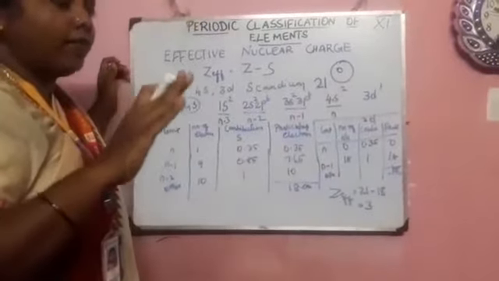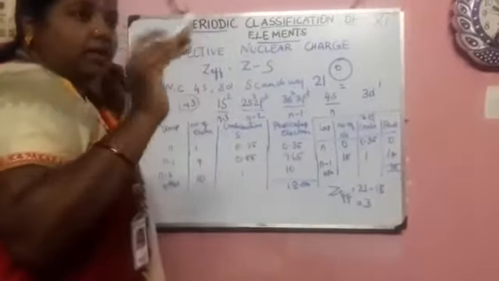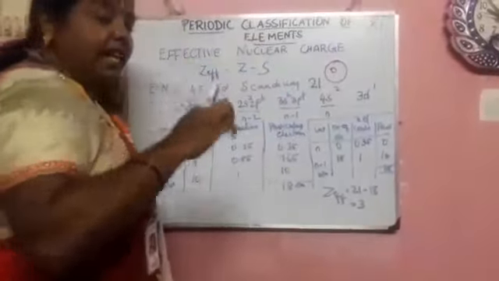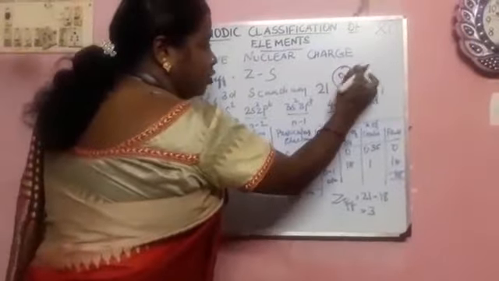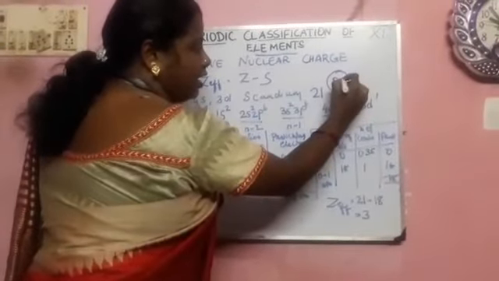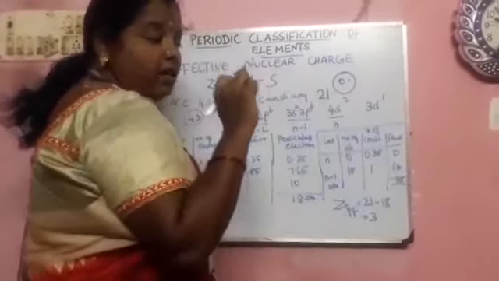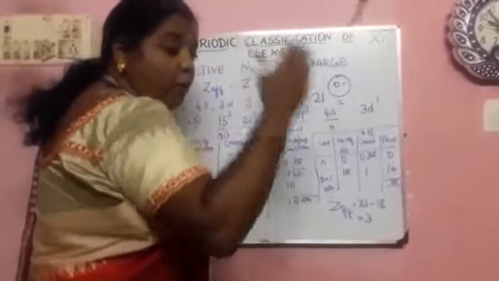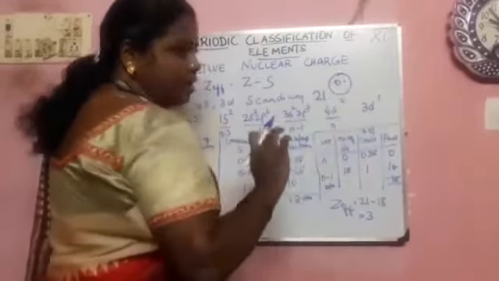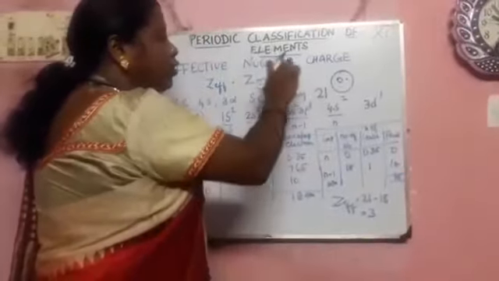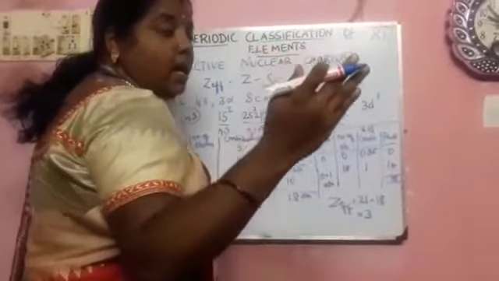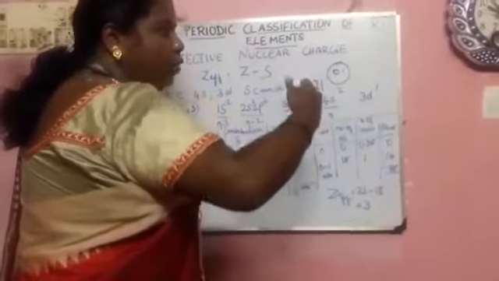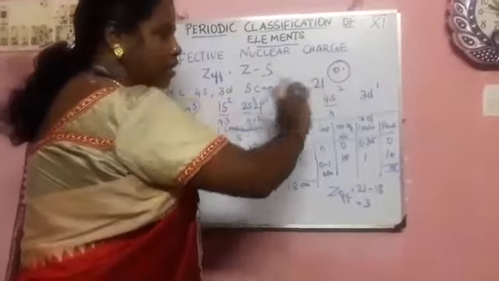So finally, the inner shell acts as a shielding. Between the nucleus and the valence shell, there will be an inner shell. Those inner shells act as shielding, protecting between the nucleus and the valence shell. This is called the effective nuclear charge, or the shielding effect. The shielding effect is nothing else but some shells acting as a protective layer between the nucleus and the valence shell. That is what it is called.